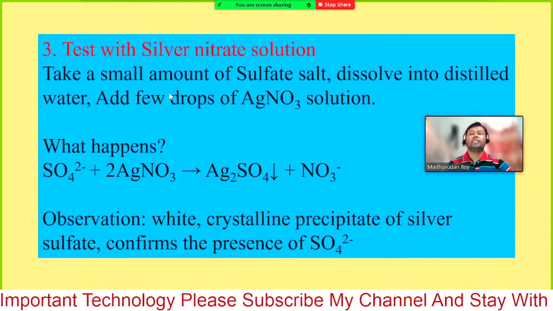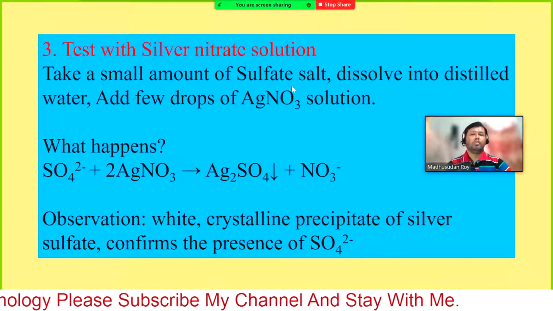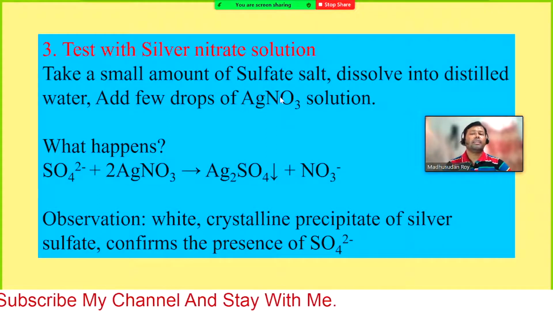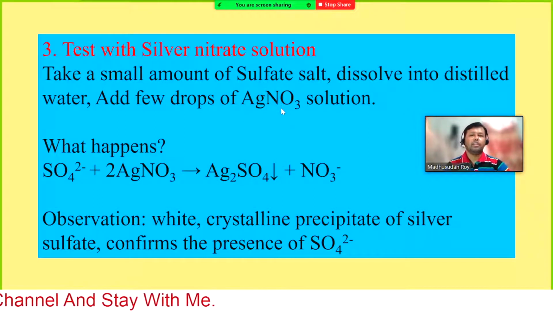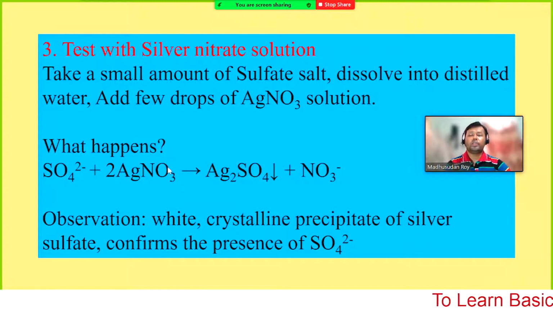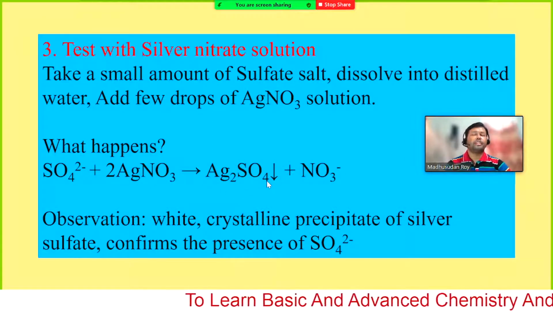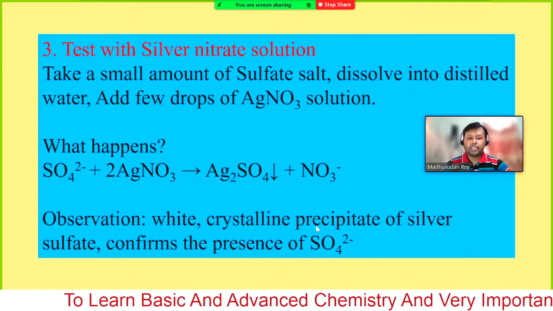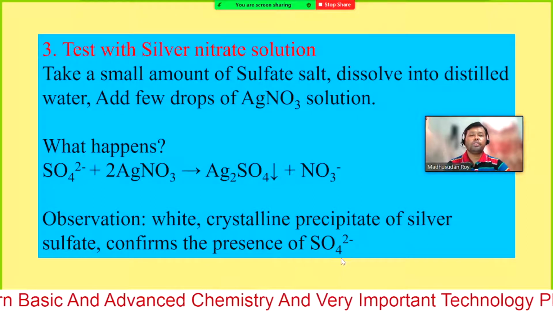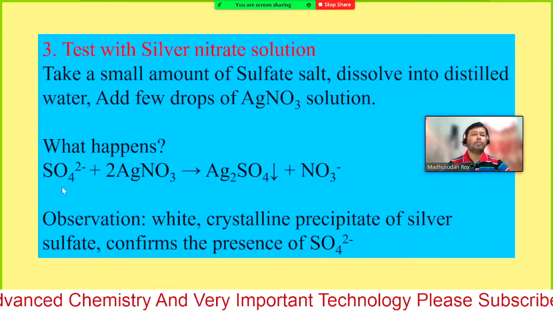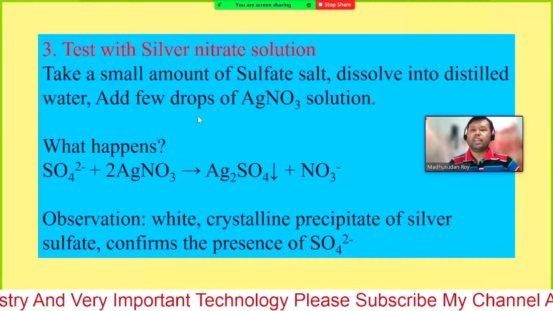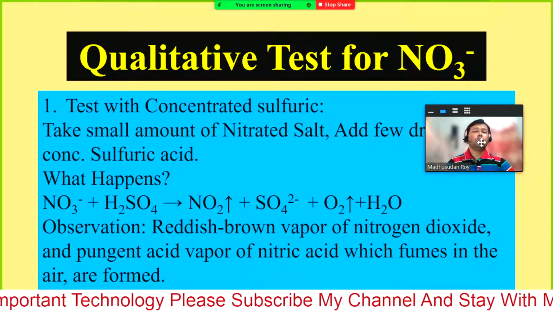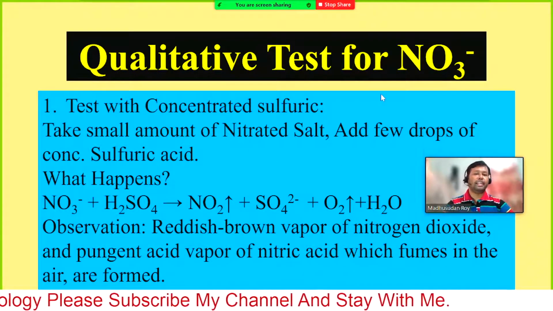We have another test, silver nitrate, similar thing. Take the original solution and add few drops of silver nitrate, like what we have done in the previous samples. If you observe the white crystalline precipitate of silver sulfate, that confirms the presence of sulfate ions in your sample. Very simple. Now we will go for the test for nitrate.